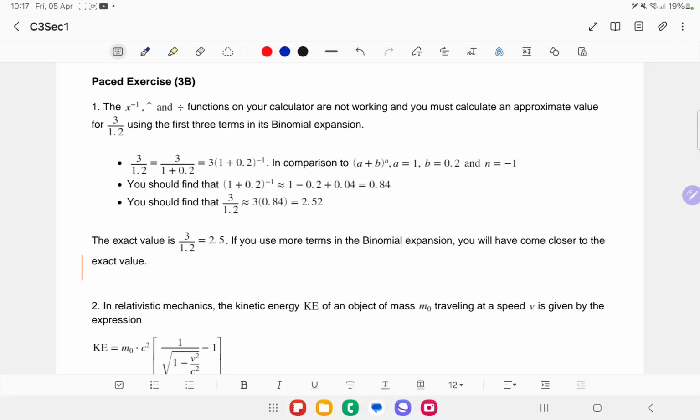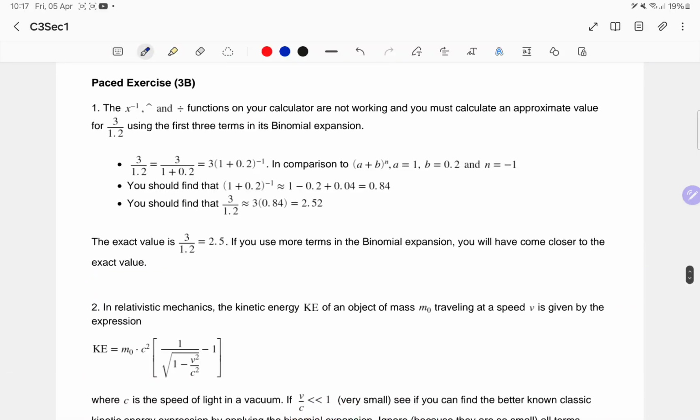Exercise 3b. Suppose that the power function on your calculator and division do not work, and you must calculate an approximate value of 3 divided by 1.2 using the first 3 terms in its binomial expansion.